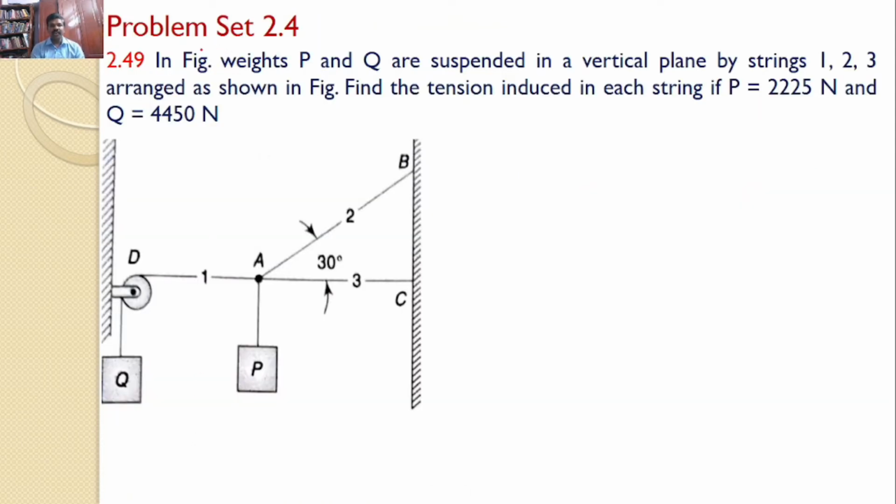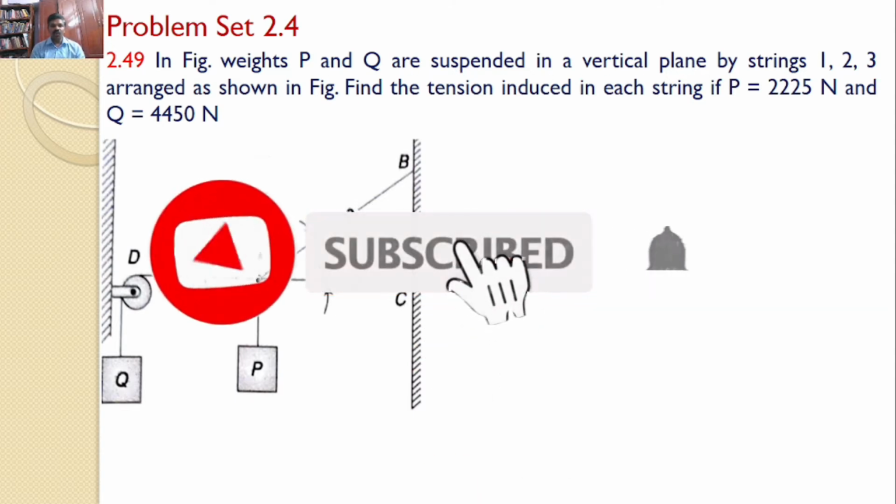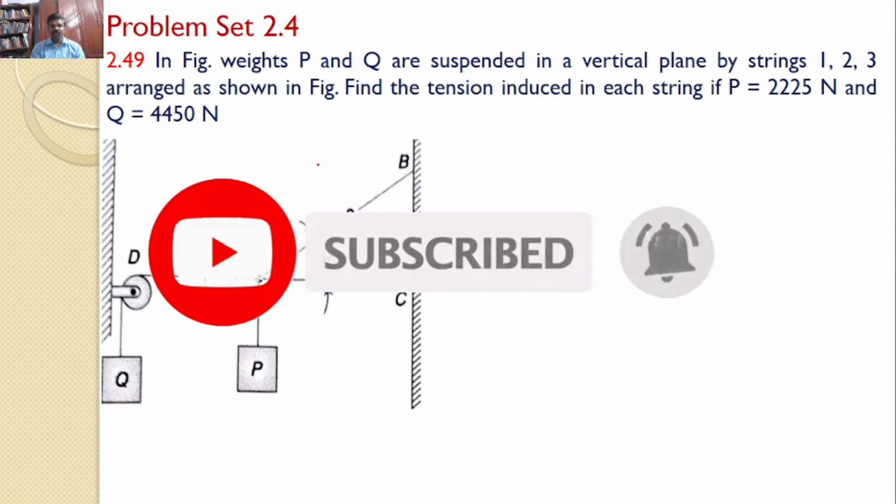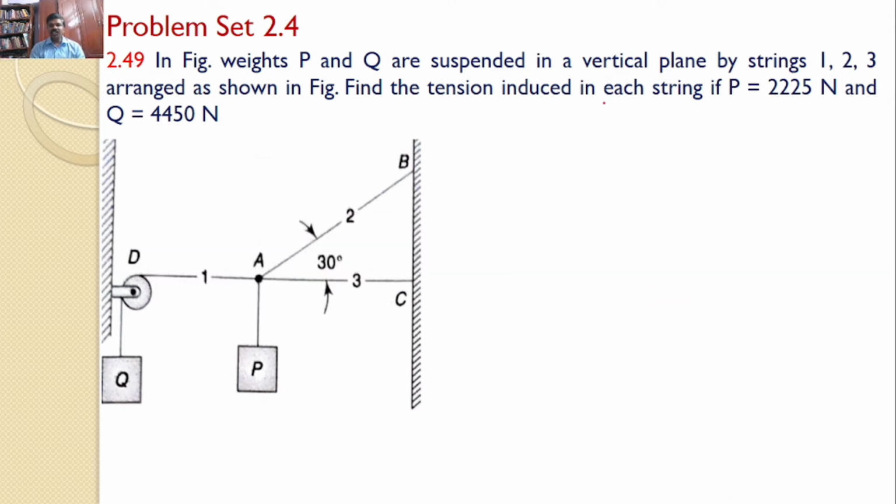Timoshenko. In this tutorial, we will discuss problem set 2.4 and problem number 2.49. In the figure, weights P and Q are suspended in a vertical plane by using strings 1, 2, 3 arranged as shown in the figure. Find the tension induced in each string if P is equal to 2225 newtons and Q is equal to 4450 newtons.